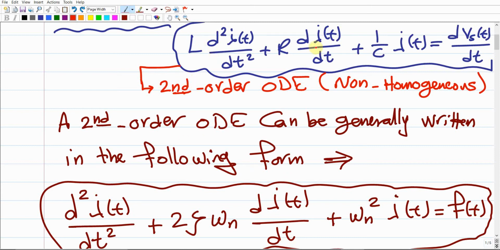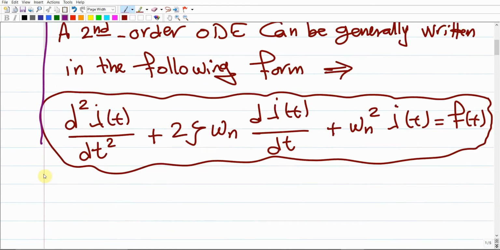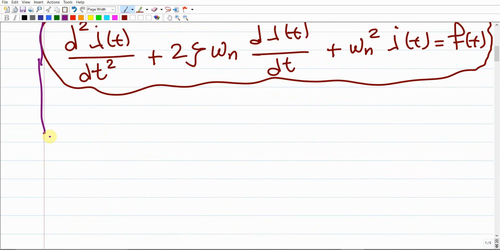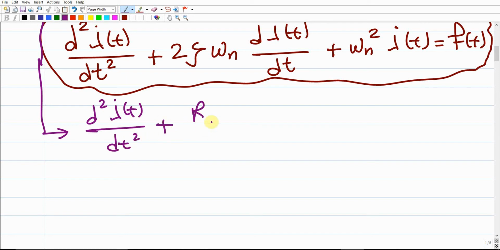So if we divide this equation, let us work over the equation up there, this one, just move it down here. And let us divide this equation by L. So this is going to give us d squared i of t by dt squared. The second term includes R, so this is going to be R over L, because we're already dividing by L, di of t by dt.